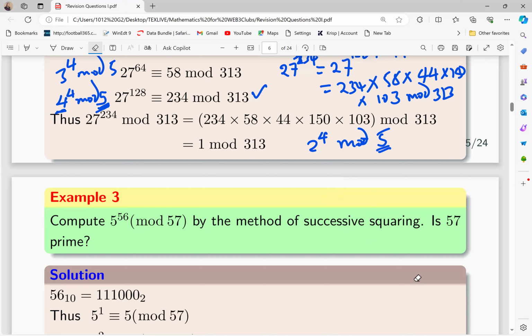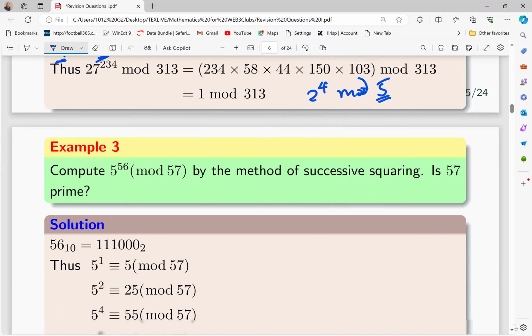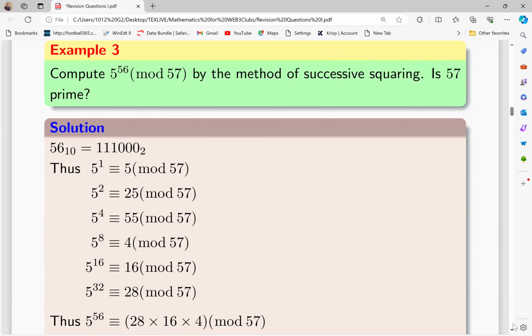So again, as we've been doing, I converted the power to binary. The power is 56. This time I want somebody to come and assist us and convert 56 to binary. I want one of the new guys. You are new, come and assist us. Just come and do it from here.